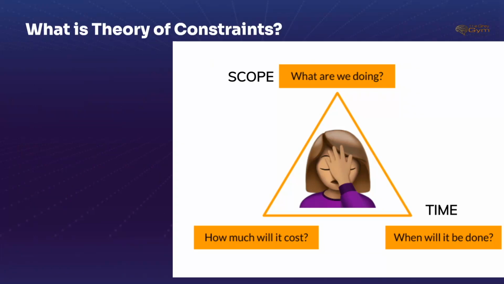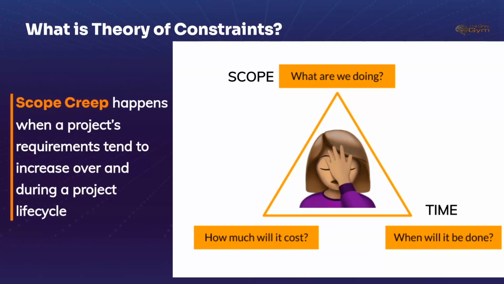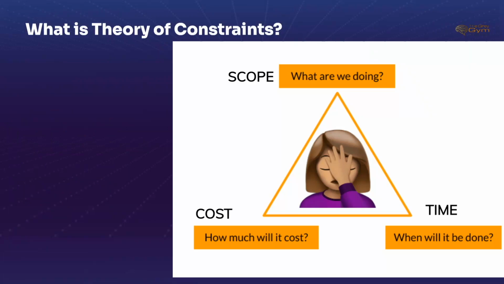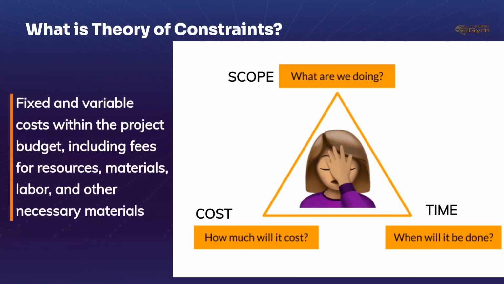Scope constraints. So to understand scope constraints, let's understand what is scope creep first. Scope creep is a project's requirement that tends to increase over a project life cycle. So for example, these may arise if scope creep rears its ugly head and the predefined scope is adjusted midway throughout the project. Next is cost constraints. These refer to fixed and variable costs which the project budget, including fees for resources, materials, labor, and other necessary materials.